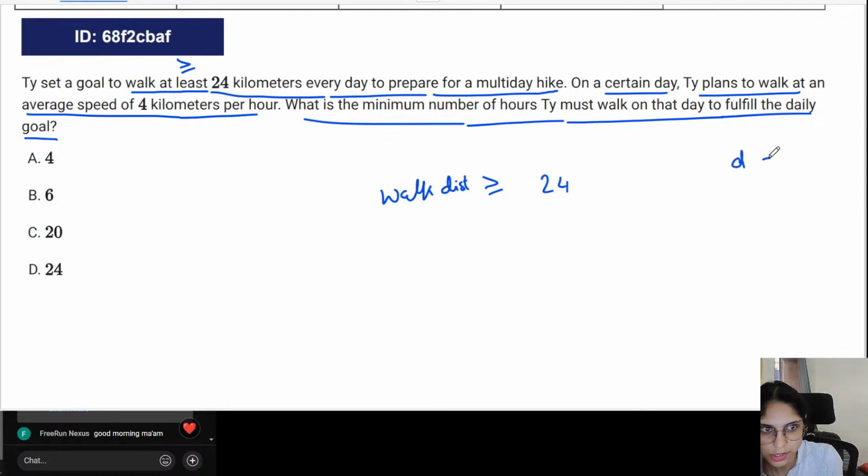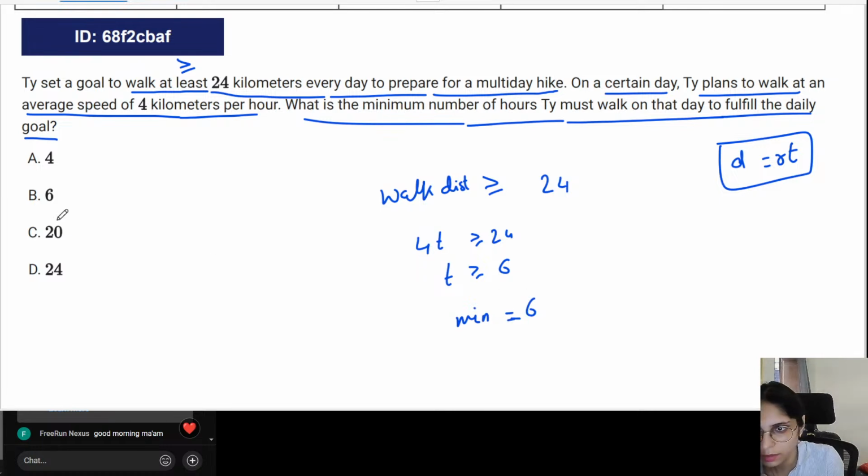Now you have to remember distance is speed times time. D is equal to RT, where D is distance, R is speed, T is time. So R is 4, and we do not know the time. So 4 times T should be greater than or equal to 24. So T should be greater than or equal to 6. So the minimum number of hours is going to be 6. Got it? So you have to remember distance is speed times time.